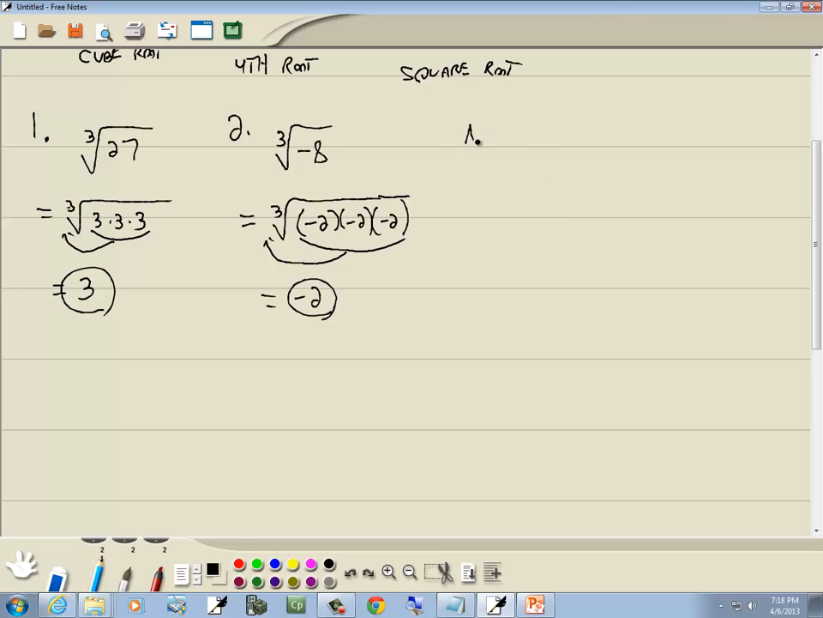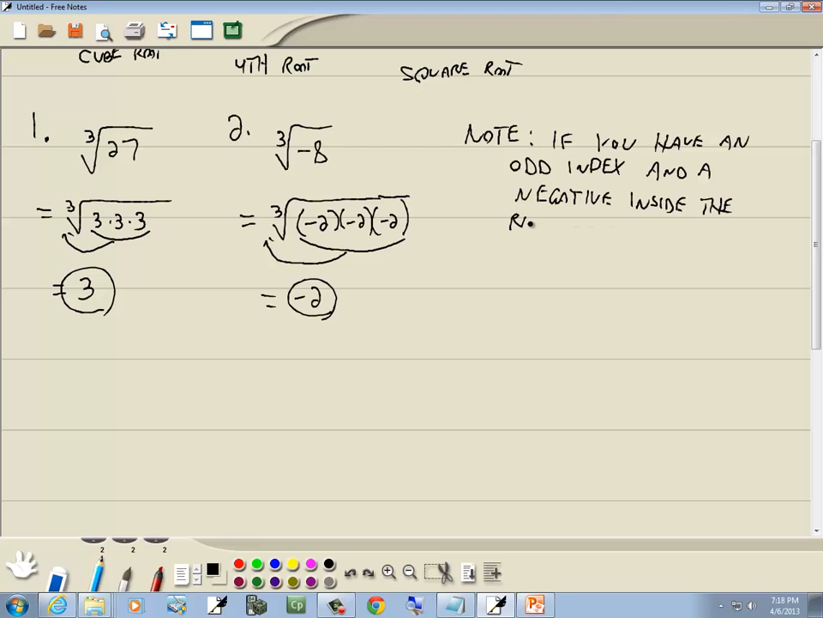Now our note on this says, if you have an odd index and a negative inside the radical, you can just take the negative out in front. Oops, out in front.